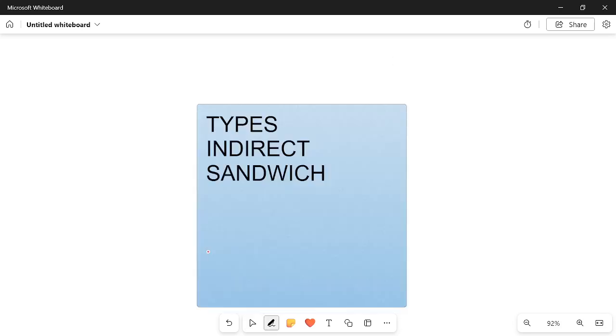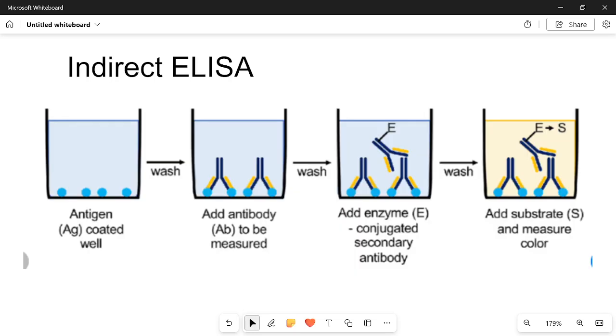So here mainly I'll discuss two types of ELISA. They are indirect ELISA and sandwich ELISA. So let us discuss indirect ELISA. What are the steps involved? Antibody can be quantitatively determined by indirect ELISA. Here, the antigen is coated on the microtiter well. A serum sample containing the primary antibody is added to the microtiter well and allowed to react with the antigens.